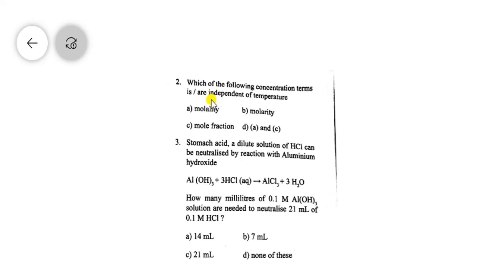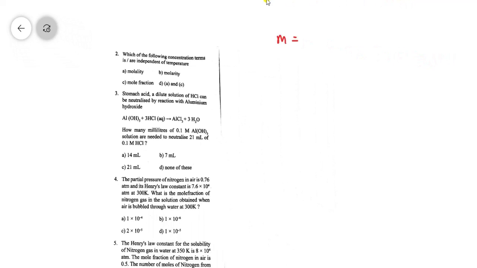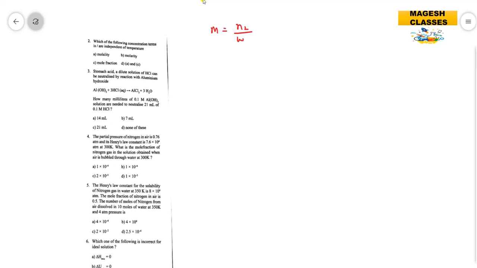Question number 2. Which of the following concentration terms are independent of the temperature? Molality, mole fraction, and options A and C are given. We have clearly discussed this in the previous question. The molality is equal to number of moles of solute n2 divided by weight of the solvent in kg. And molarity, capital M, is given as the number of moles of solute divided by volume of the solution in liter.